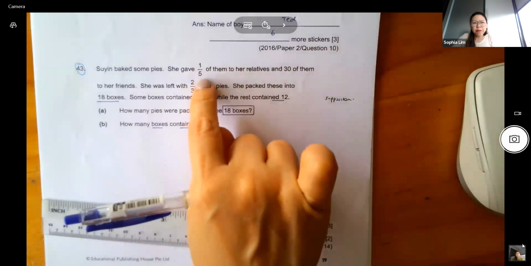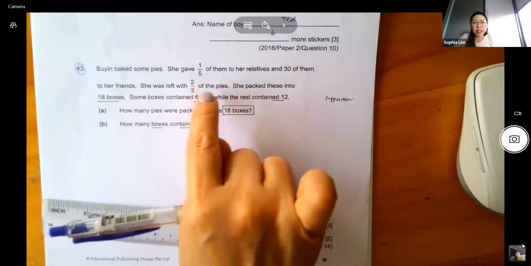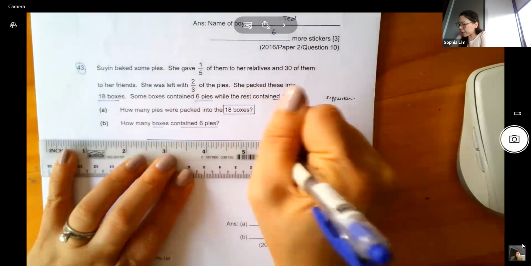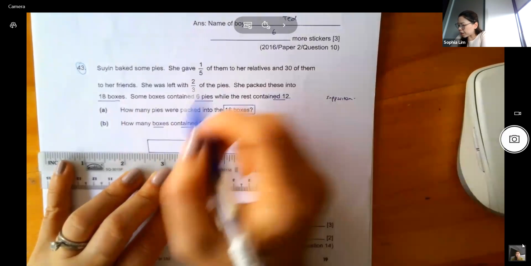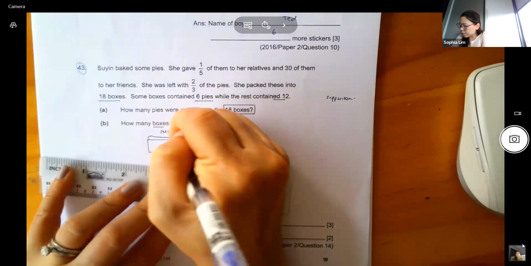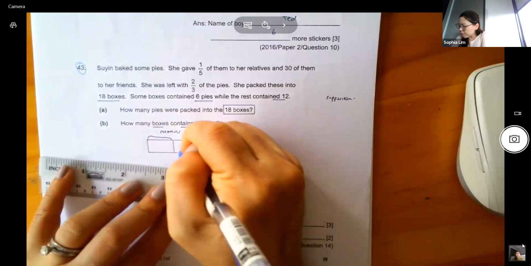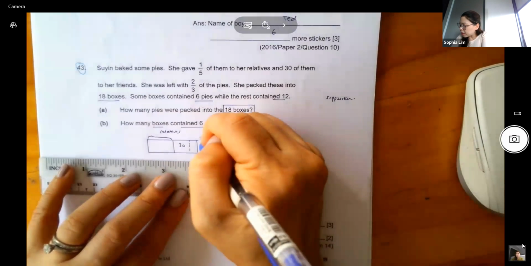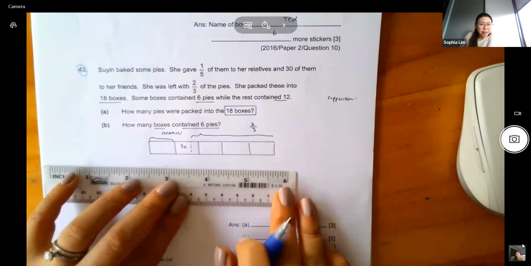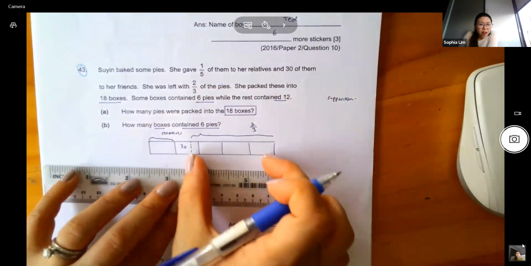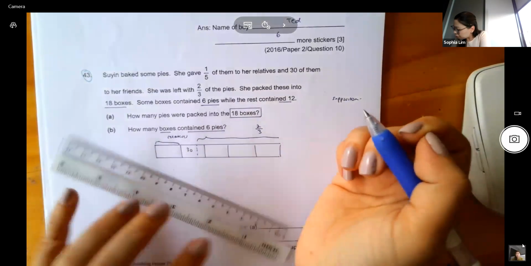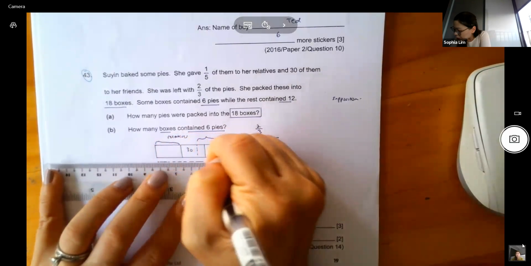But right now you got 1/5 to a relative, 30 to a friend, and 2/3 of the pies left. Maybe I draw a model. Su-In baked some pies. She gave 1/5 of her pies to some relatives and 30 to her friends, and she's left with 2/3 of the entire pie. Okay, whatever she's left, she's going to pack it into 18 boxes. So now, 2/3 of the entire, let me actually redraw the model again.